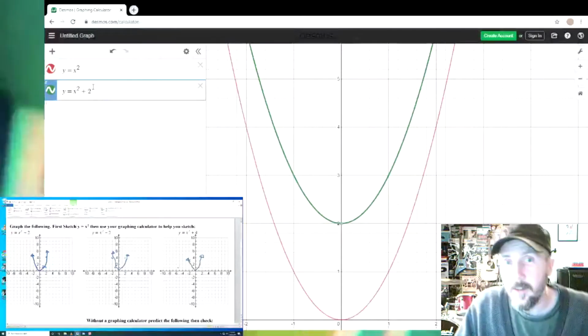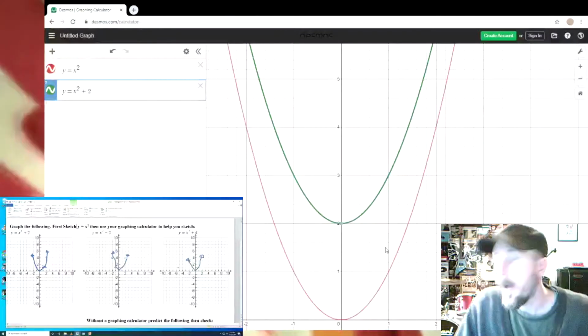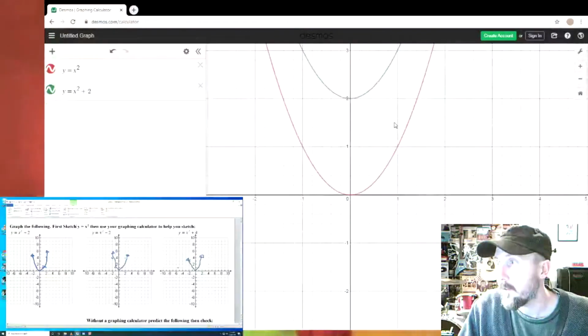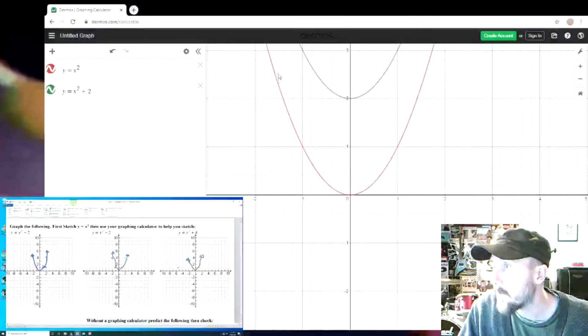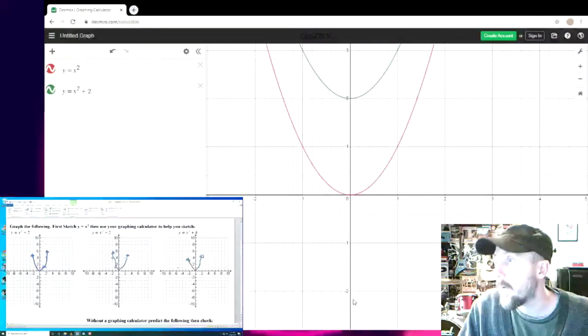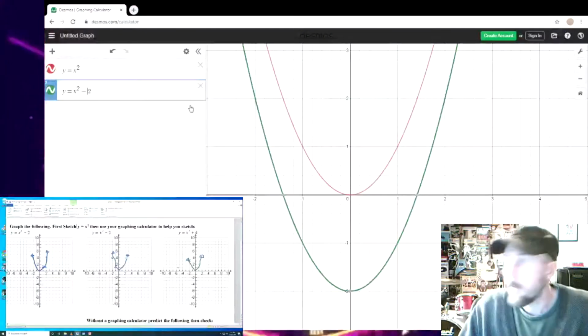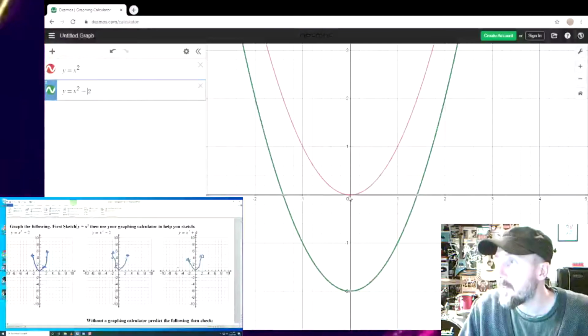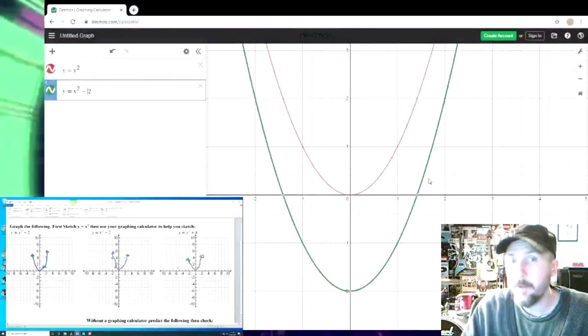The next one on the sheet there was a minus 2. What do we think's going to happen? I'm thinking I'm going to need to zoom this up because I'm thinking it's going to take y equals x squared and move it down 2. Let's sub it in and see. There we go. That's how easy it is. Over 1, up 1. We just take all those points and move them down 2.